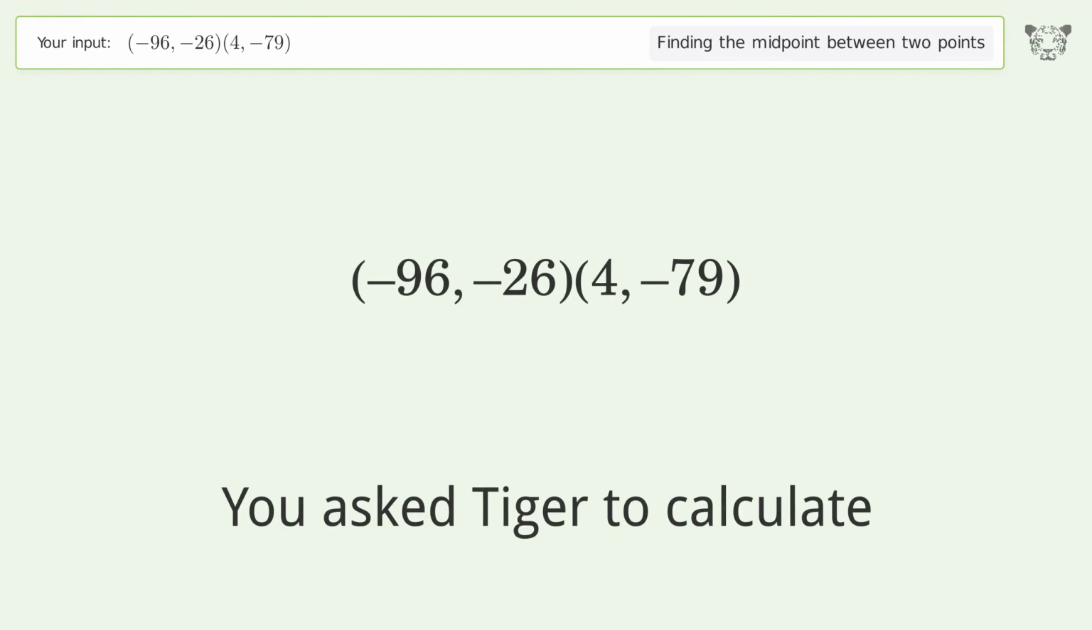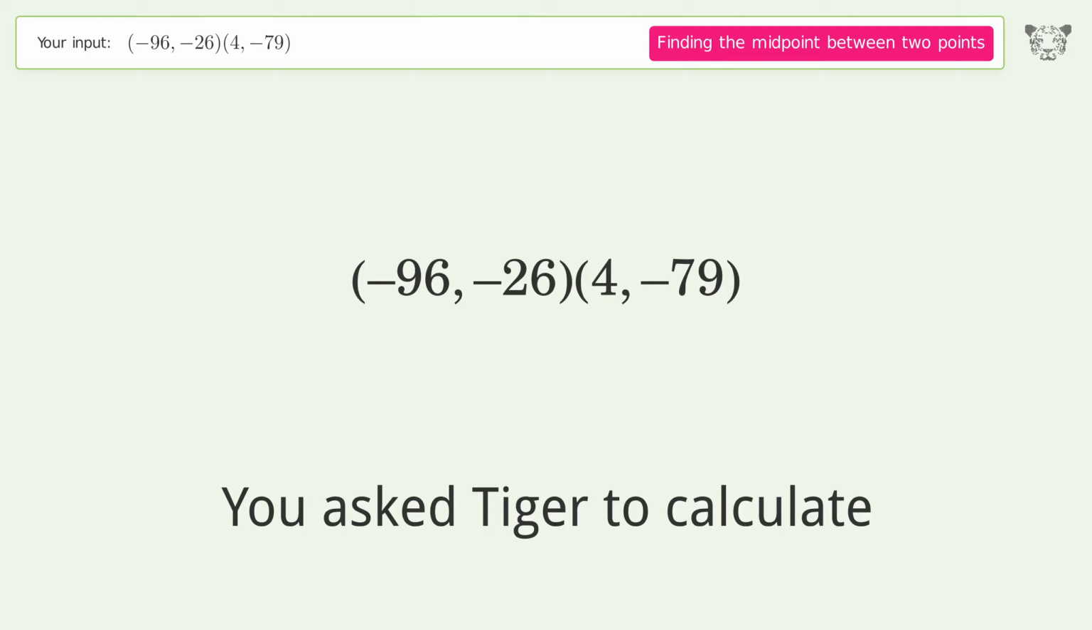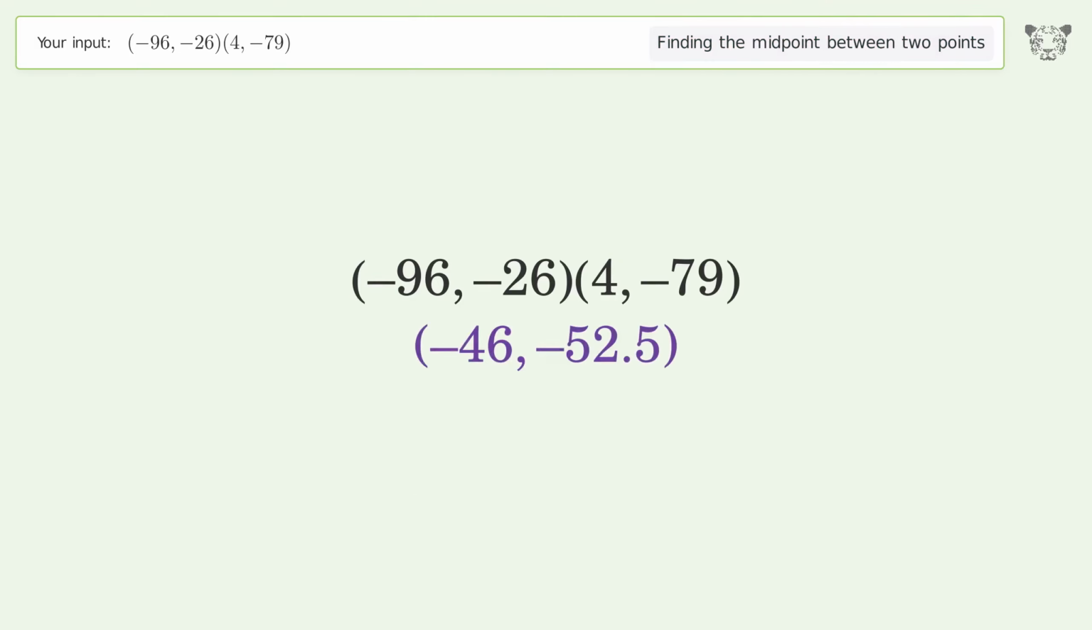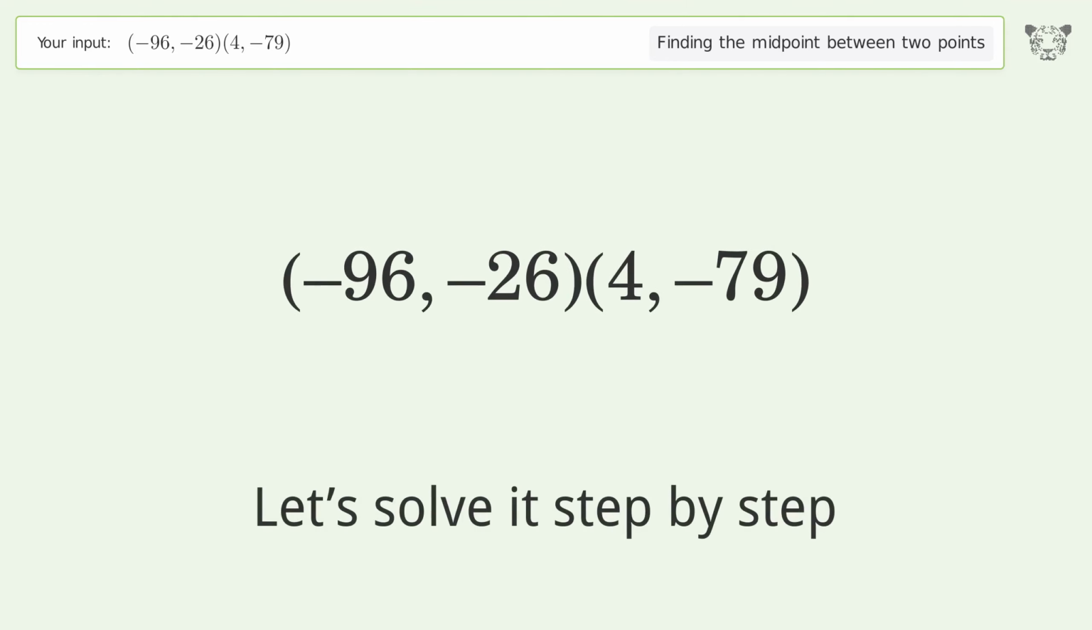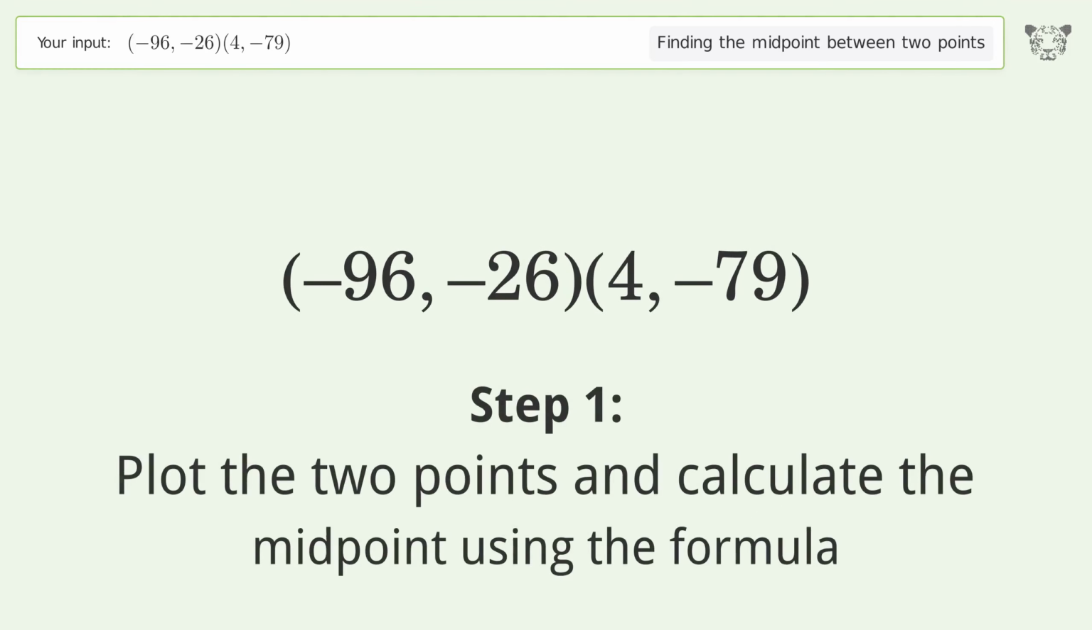You ask Tiger to calculate. This deals with finding the midpoint between 2 points. The midpoint between the 2 points is -46, -52.5. Let's solve it step by step. Plot the 2 points and calculate the midpoint using the formula.